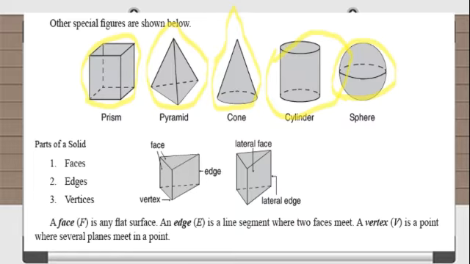Ang first part nila is ilahang face. Mo ni siya ang flat surface. So, mo ni ilahang surface. Okay? And then, ang ilahang edge or a line segment where two faces meet. Next is vertex. Is a point where several planes meet in a point.